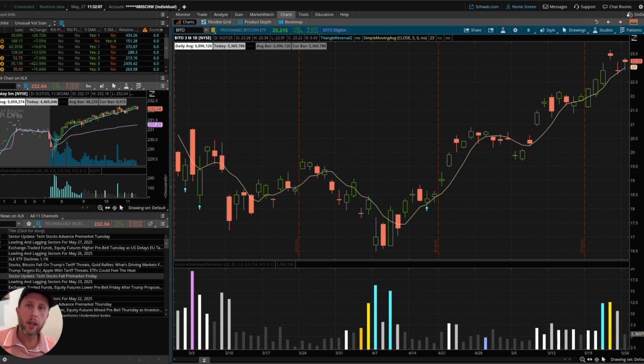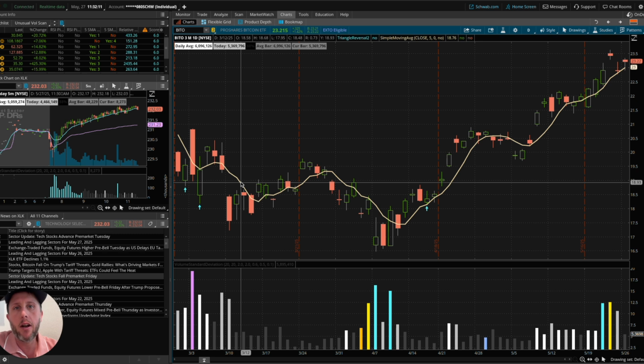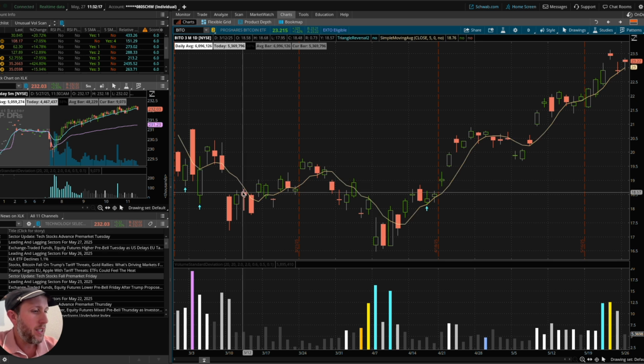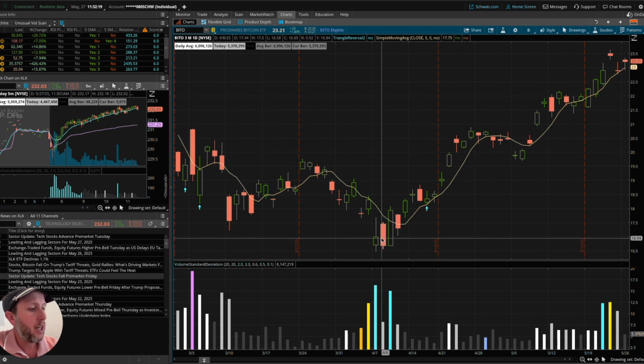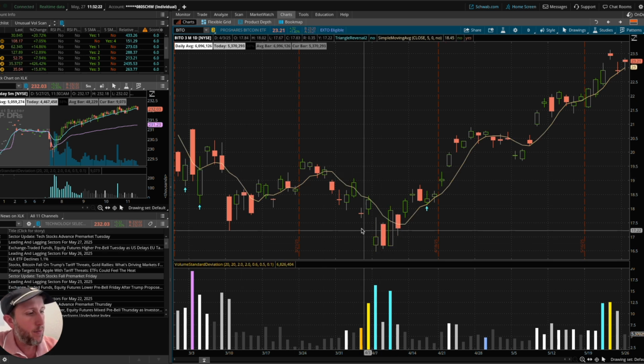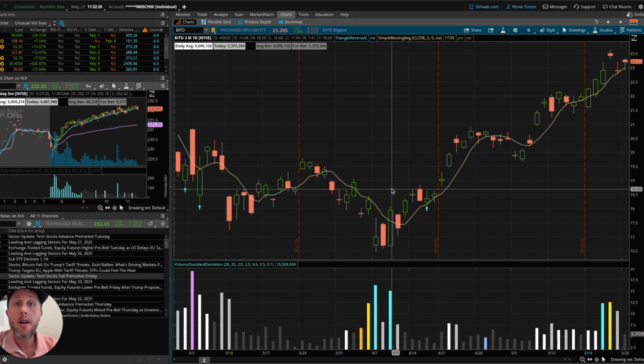So let me show you really quickly on a chart what I'm talking about. On this chart for this example, I have BITO. This is a Bitcoin ETF. What you can see is how the price reacts regularly around the 5-period SMA. When it's trading below the 5-period SMA for extended periods of time, it continues to trade lower.